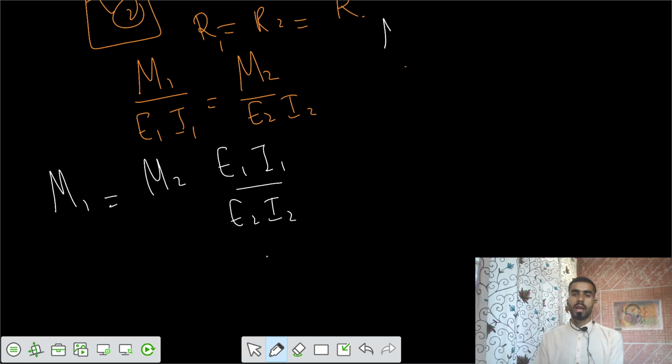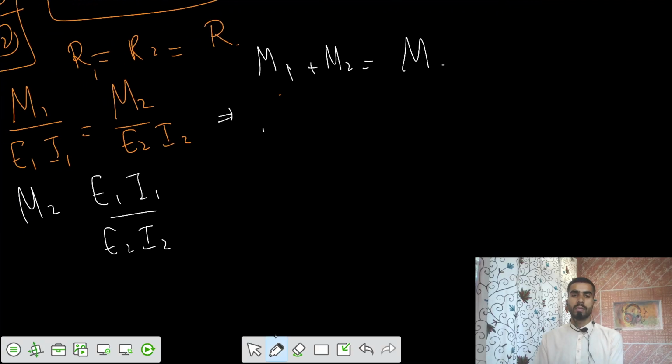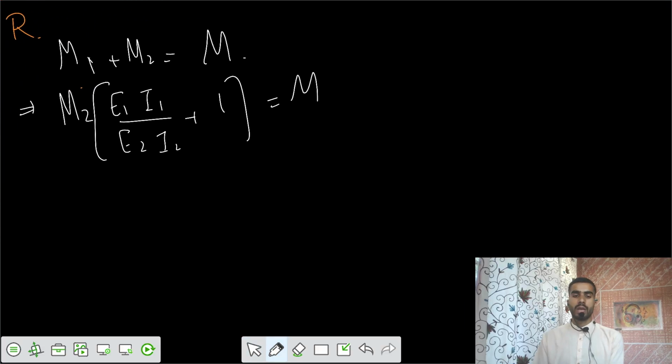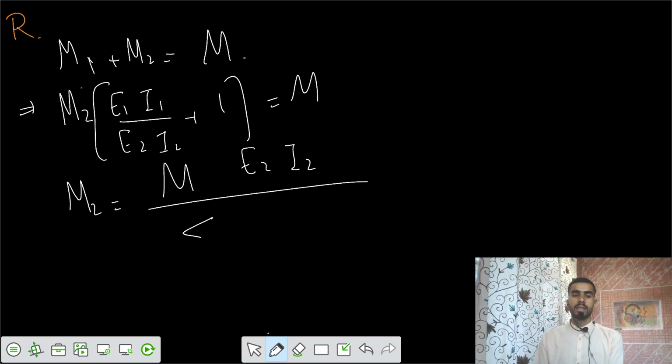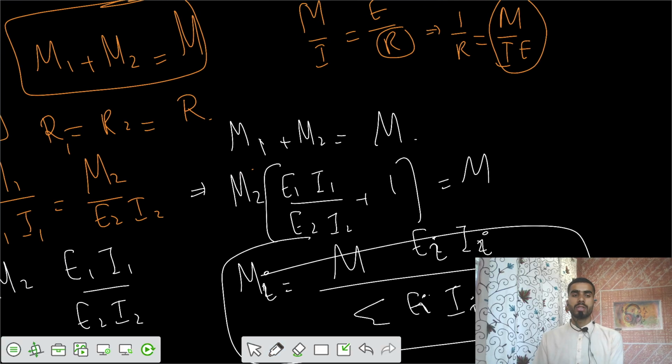Now M1 plus M2 equals the total M resisted; the total moment applied on the section should equal M1 plus M2. If I convert M1 in terms of M2, I would say M2 times E1 I1 by E2 I2 plus 1 equals M. That means M2 equals M times E2 I2 by the summation of EI. I can write Mi equals M times Ei Ii by the summation of EI. So this is your moment resisted by a particular strip.